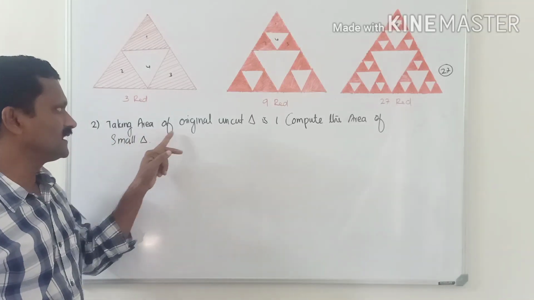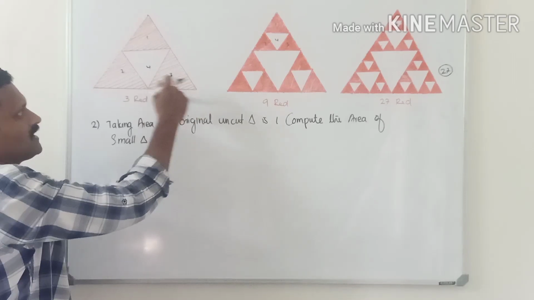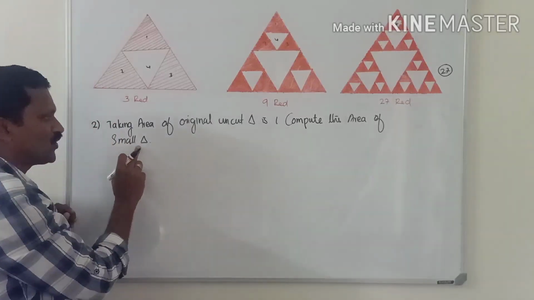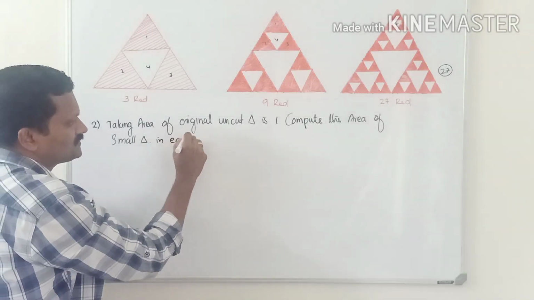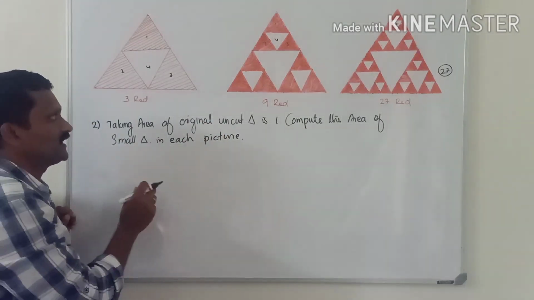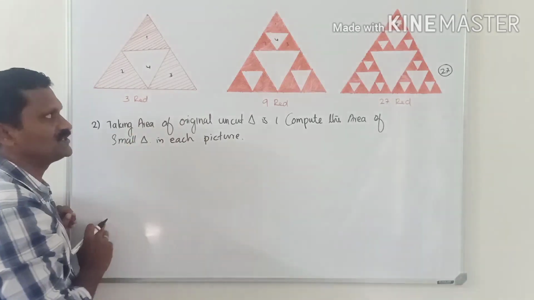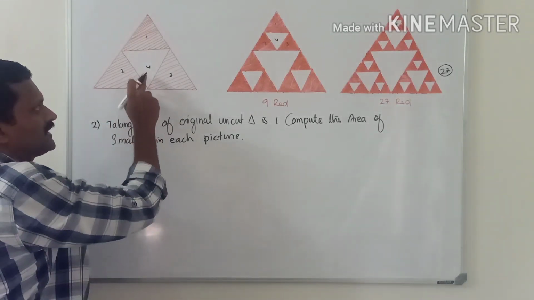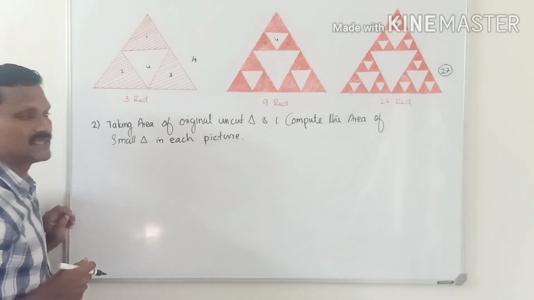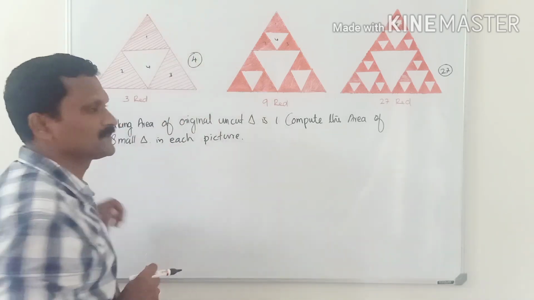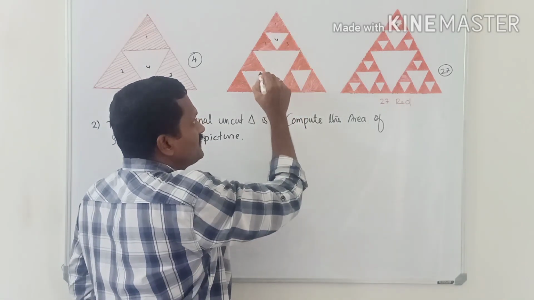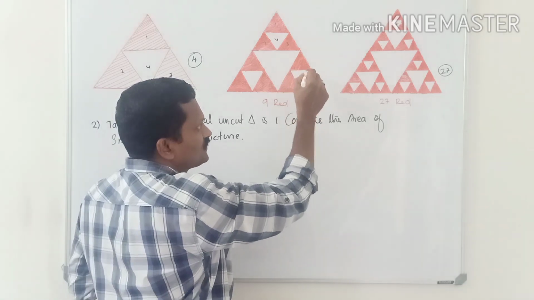Second question. Taking the area of the original uncut triangle as 1, compute the area of the small triangle in each picture. So, we find how many triangles are in each picture. Here 3 red triangles and 1 uncut triangle. Therefore, total 4 triangles in the first figure. In the second figure, here are 4 triangles, here also 4 triangles, here also 4 triangles.